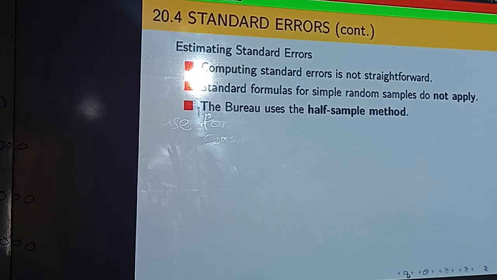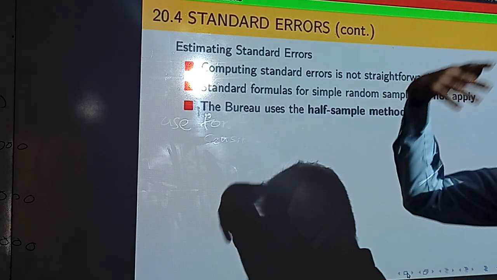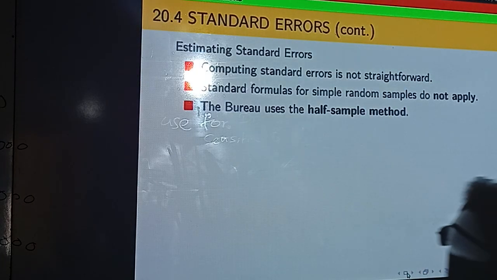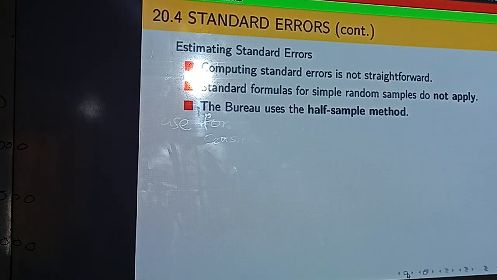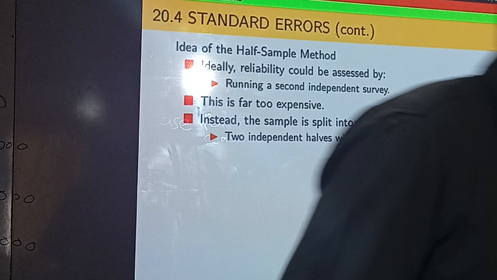So they use a particular method in this survey, called the half-sample method, to get an idea about the standard error. The previous formulas cannot be used. I will explain briefly what they mean by that. Then there is one thing we can do practically, if possible.